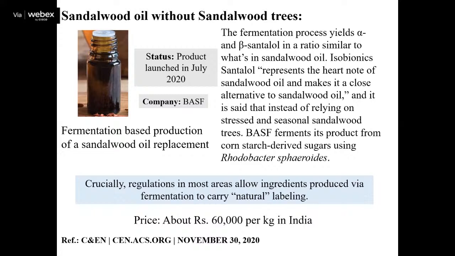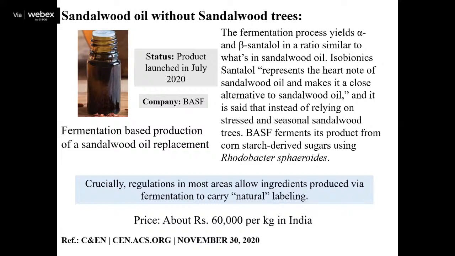Instead of relying on a stressed sandalwood tree, BASF claims that it ferments its product from corn starch derived sugar using Rhodobacter sphaeroides. So it is a totally biotechnology-based product. You can produce as much as you want, in very little time and space, and crucially, regulations in most areas allow ingredients produced via fermentation to carry a natural label. And you can see the price is about 60,000 rupees per kg in India.